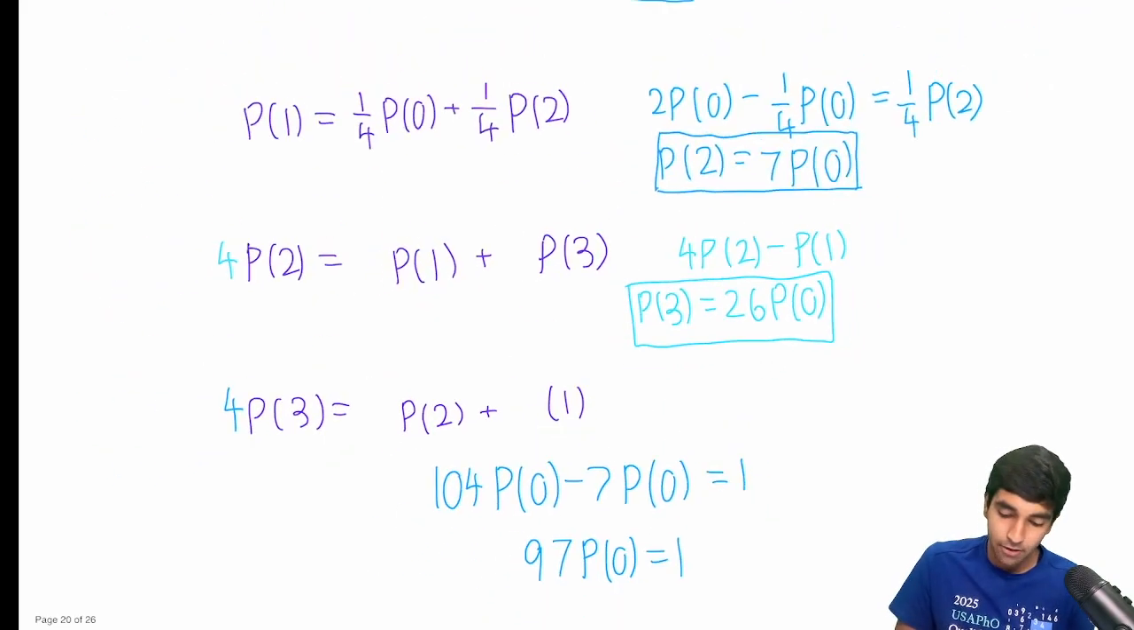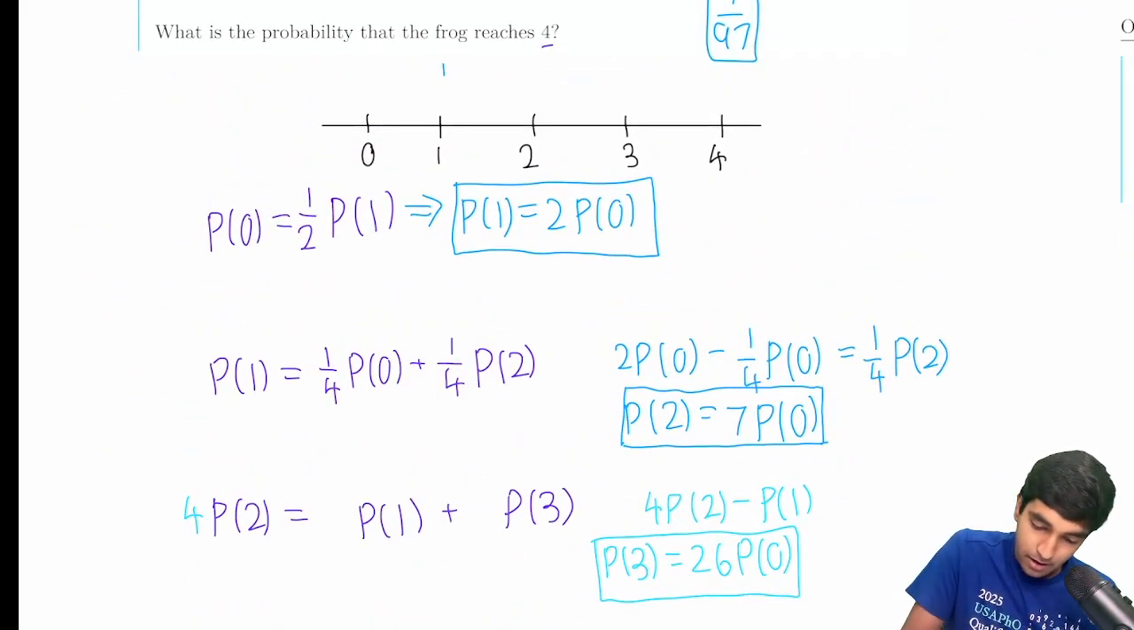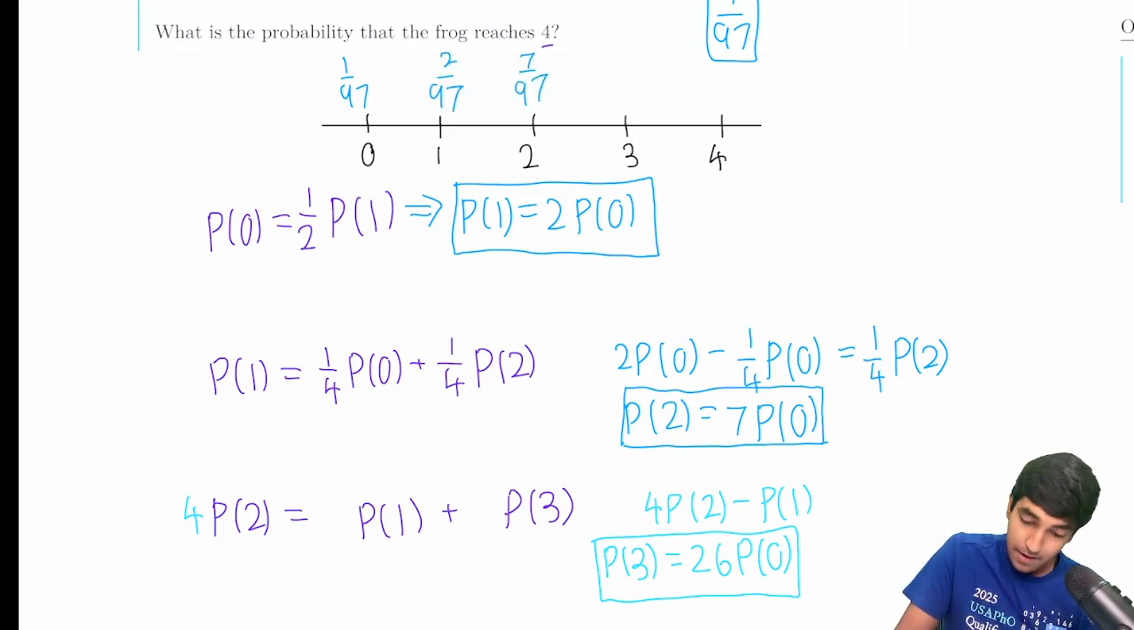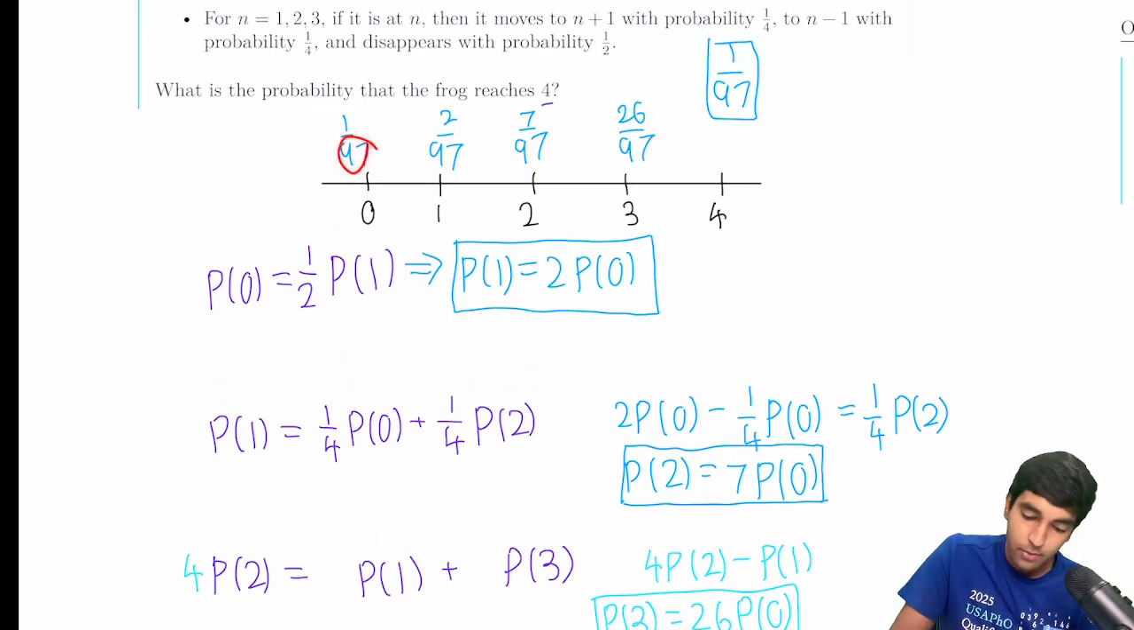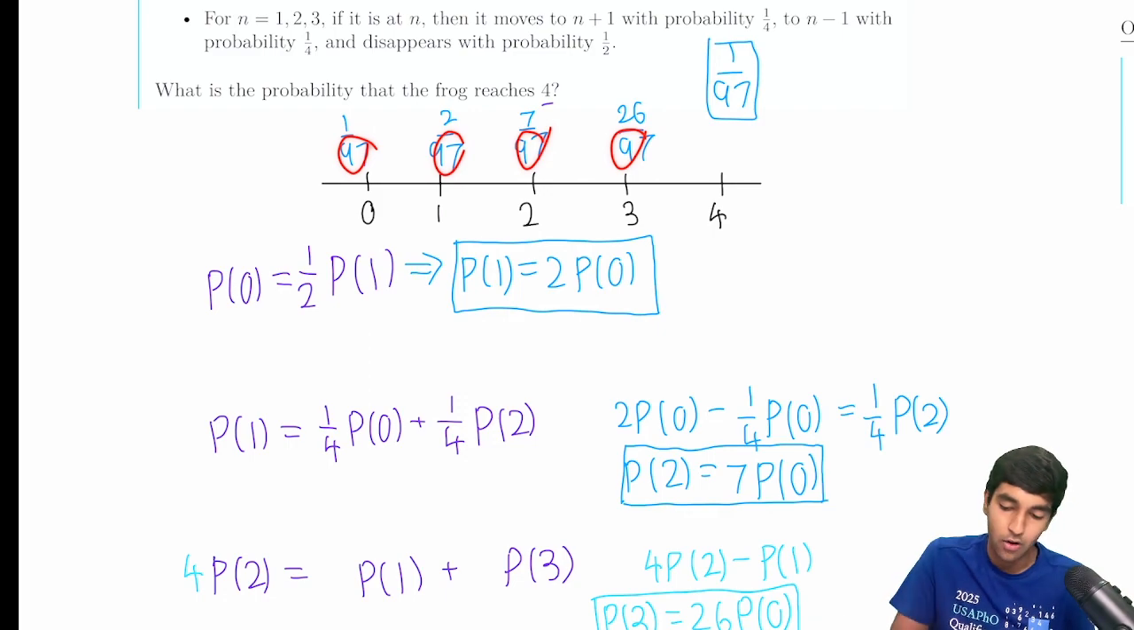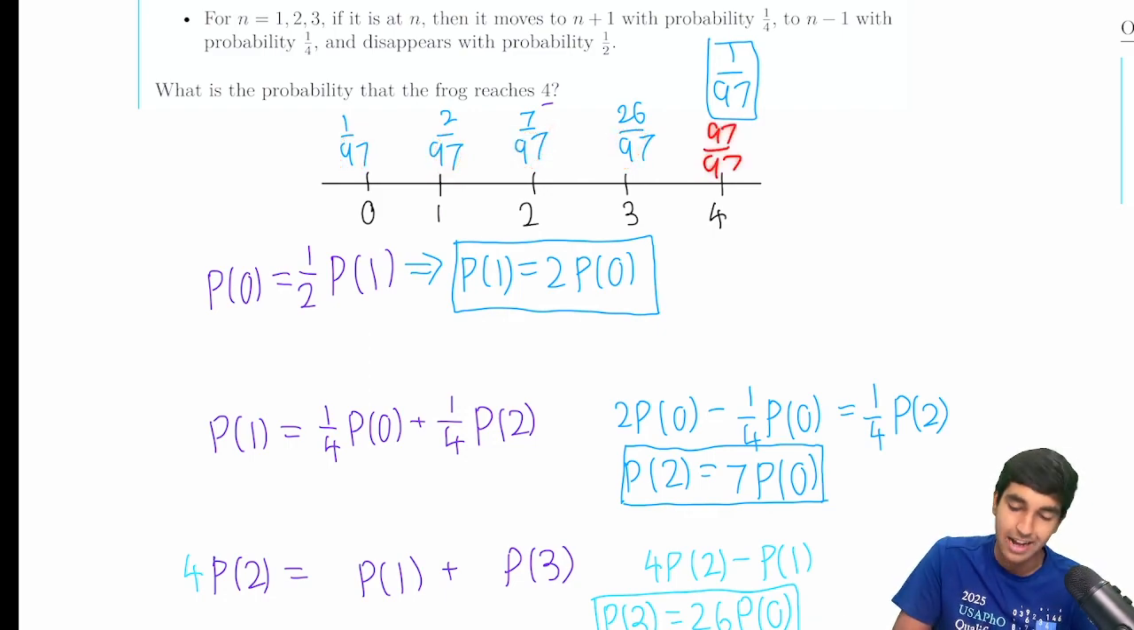And it's kind of interesting if you think about it. If P of 0 is 1 over 97, P of 1 we can see is 2 over 97, P of 2 is 7 over 97, P of 3 is 26 over 97. So it's kind of interesting how we're just increasing our chance as we go. And of course here it's just 97 over 97.